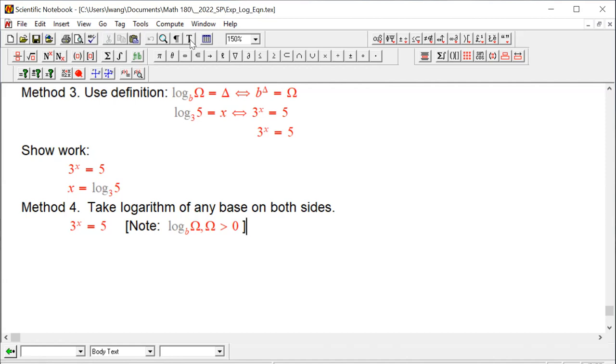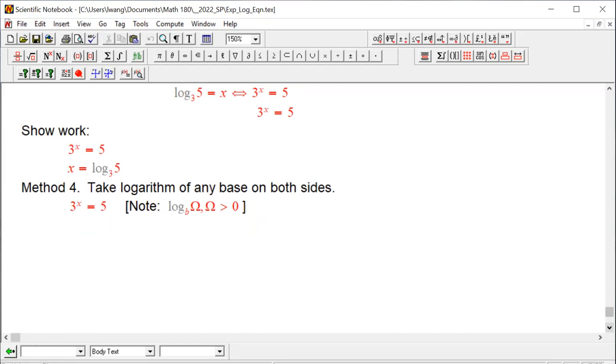Okay, you will see that if this is not observed, sometimes you might be in trouble. Okay, we're going to have examples coming up.